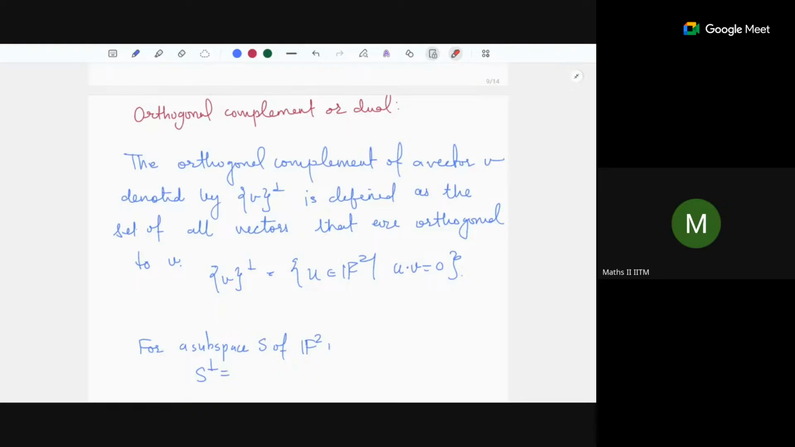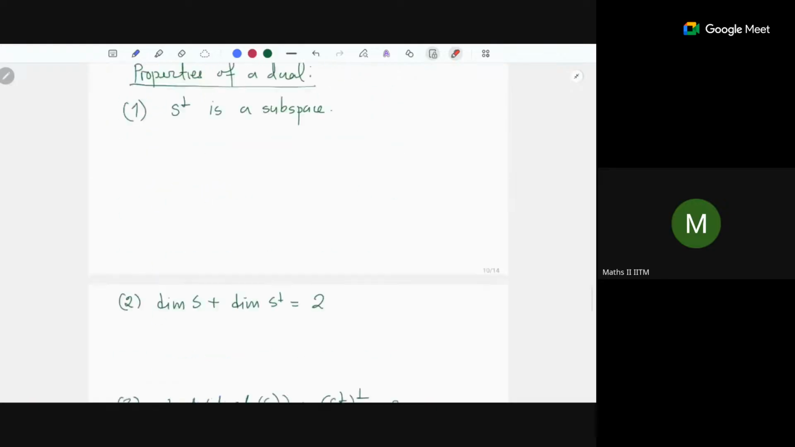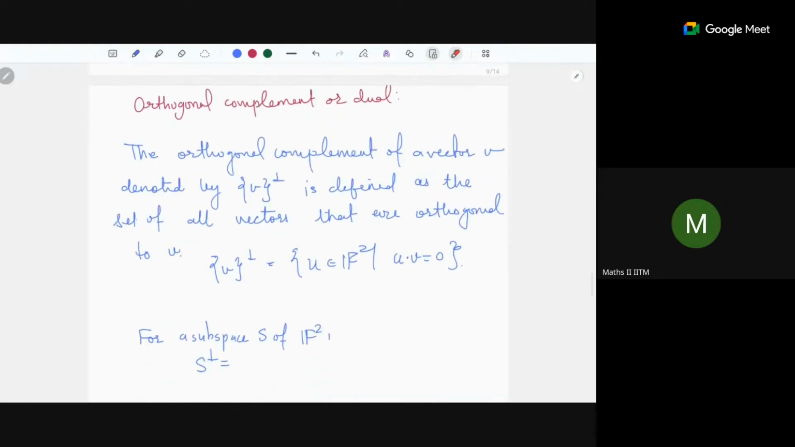Now, orthogonal complement, or dual. The orthogonal complement of a vector v is noted by this symbol, and it is defined as the set of all vectors that are orthogonal to v. In particular, this R2 need not be R2. It can be C2 also. So let me write F2 here.